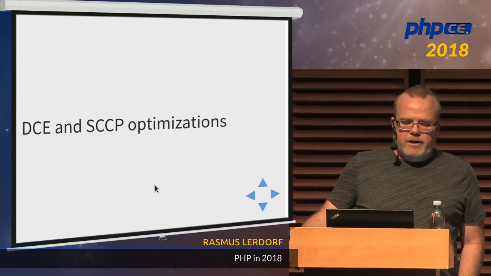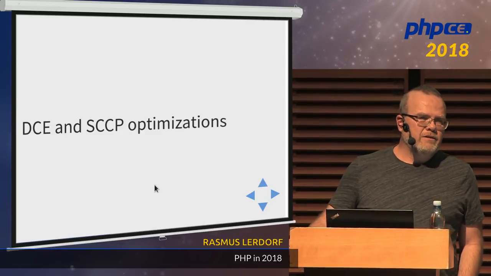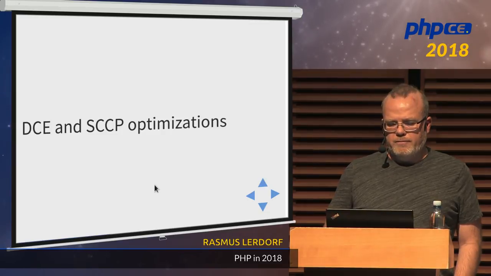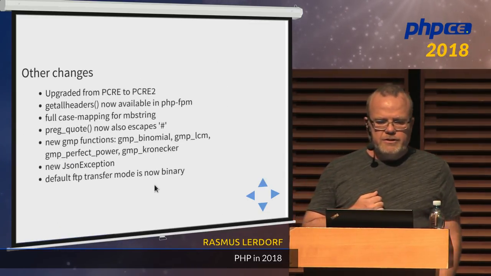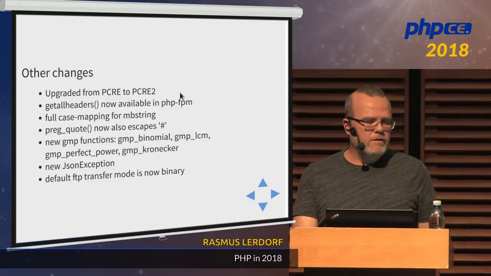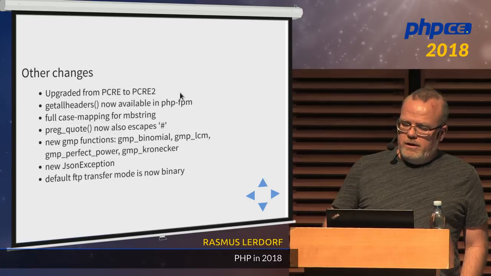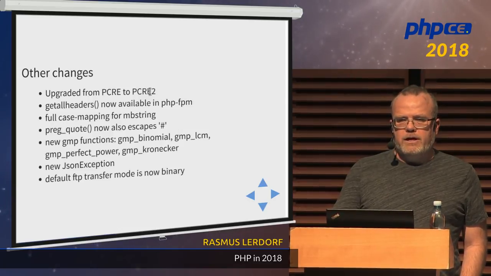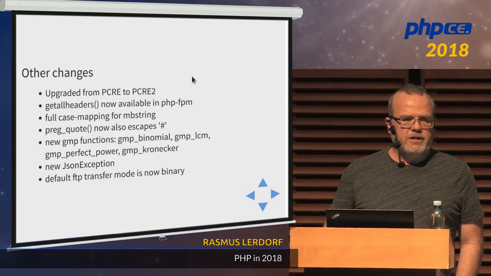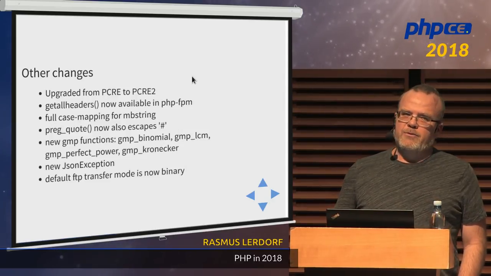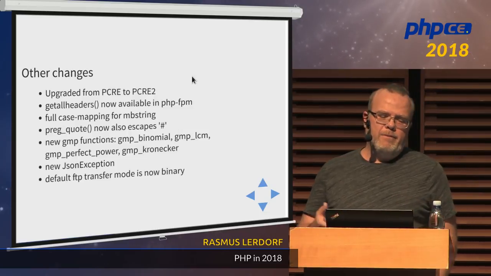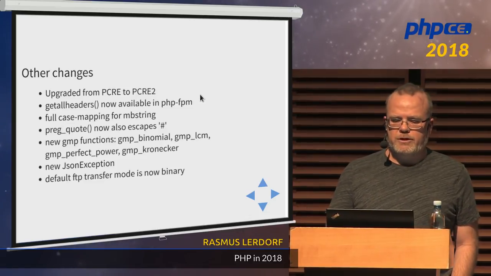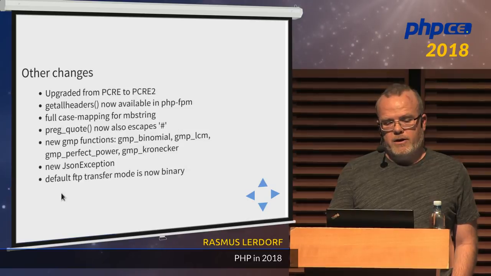The bigger thing internally in PHP 7.3 is that the DCE and SCCP stuff has been improved a lot. This may not say anything to you, these acronyms, but I'll explain them in a bit. So, some other changes. We're using PCRE2 now instead of PCRE for the regex library. If you have a regex that breaks upgrading to 7.3, have a look at the readmes and the various documentation on PCRE2. Chances are nothing will break, but we're upgrading a core component that does all regular expressions, and there is a slight chance that it could break some of your regular expressions. I haven't found any that break yet in my upgrades, but who knows.